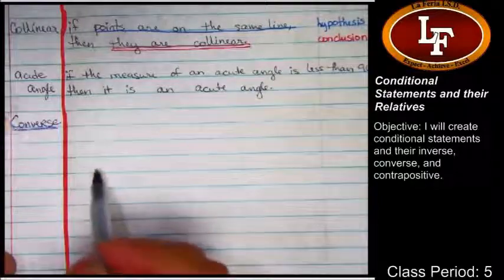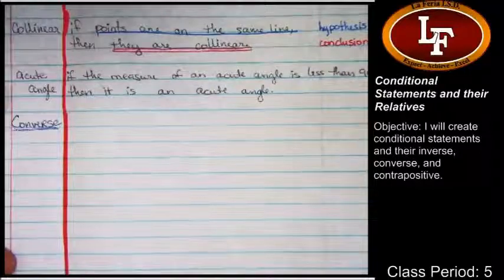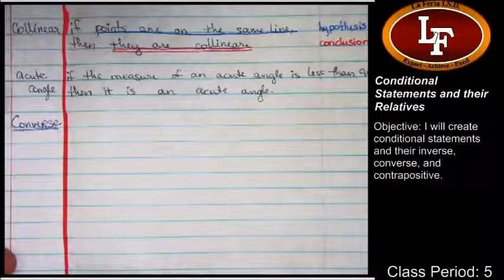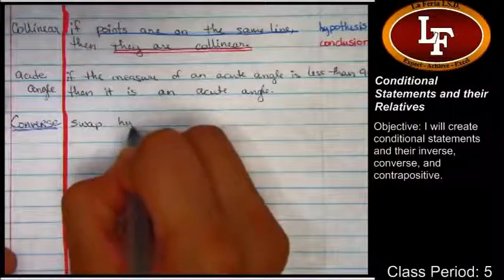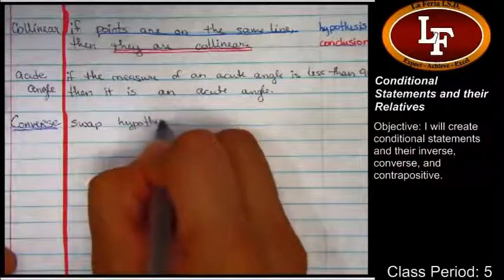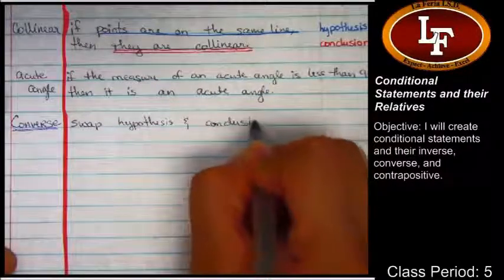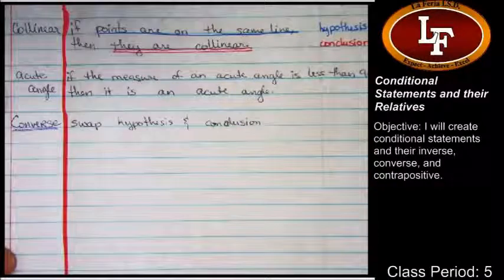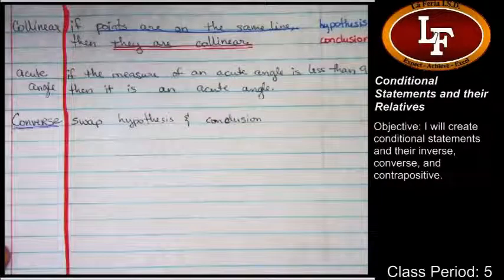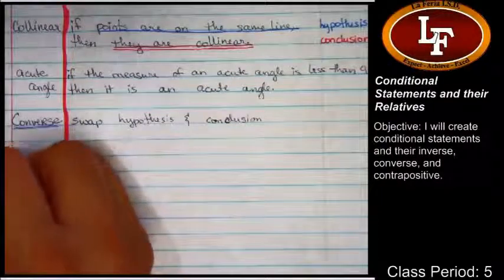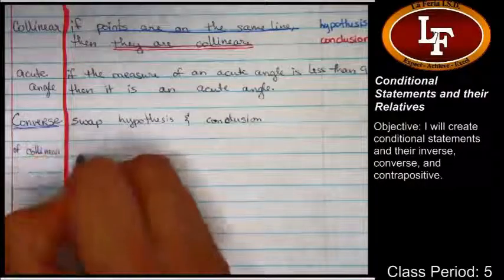You're going to take the hypothesis and you're going to take the conclusion and you're going to switch places. So in 4 words, we're going to write swap hypothesis and conclusion. So swap the hypothesis and the conclusion, make them change places. Let's write the converse of collinear.